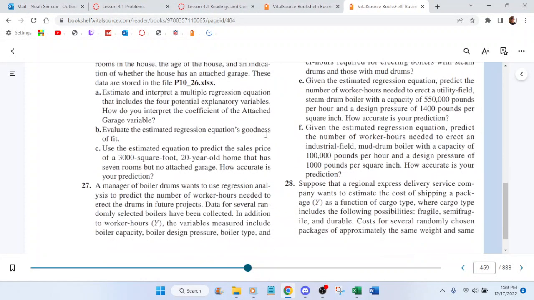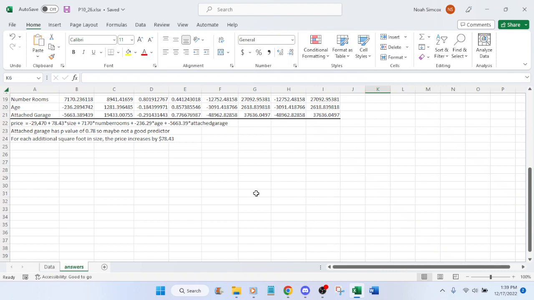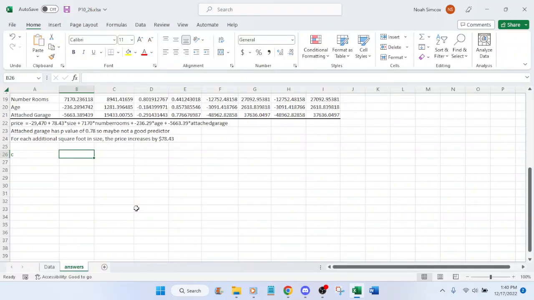Use the estimated equation to predict the sales price of a 3,000 square foot house. Okay, so we will do part C right here. We'll use the equation to predict the sales price of all of these things here. I wish it would just give us the equation, dude.